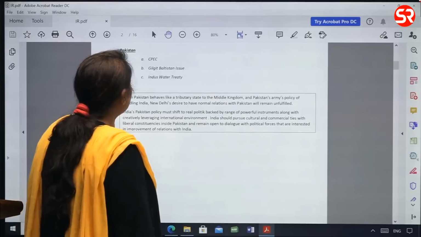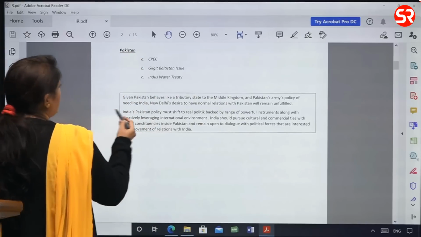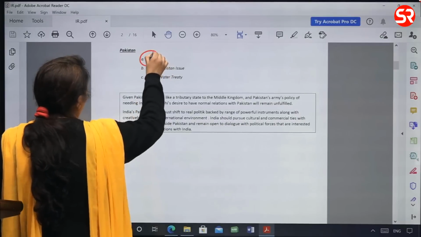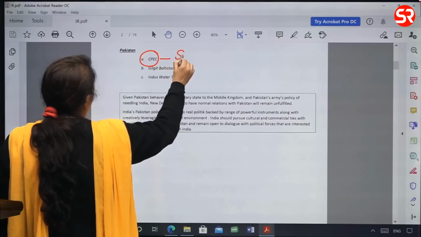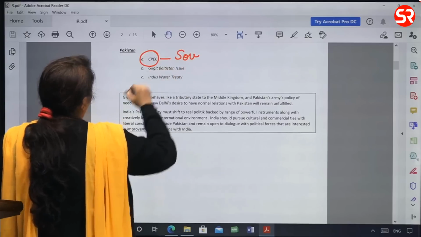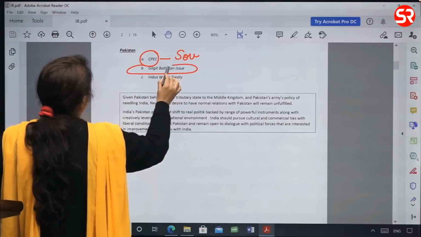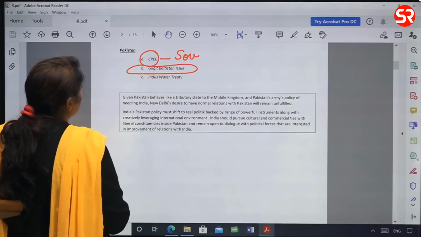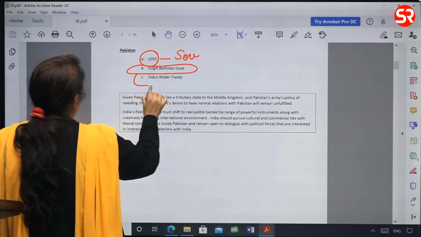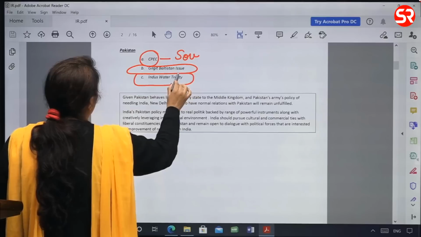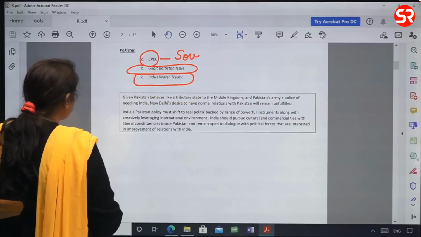So, things which can be asked in the exam: CPEC, you know what India's concerns are because it goes through India's territory. Gilgit-Baltistan, as Pakistan attempted to change its status, and the Indus Water Treaty, that has also been in the news.